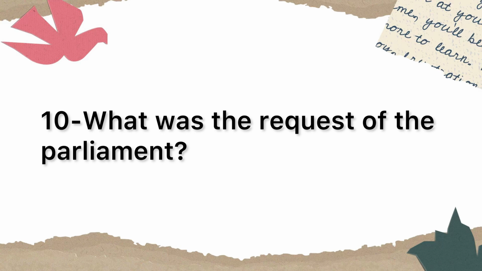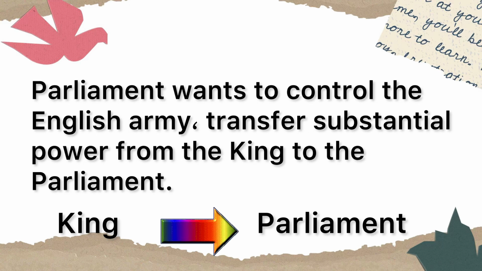What was the request of Parliament? Parliament wanted to control the English army and transfer substantial power from the king to Parliament.